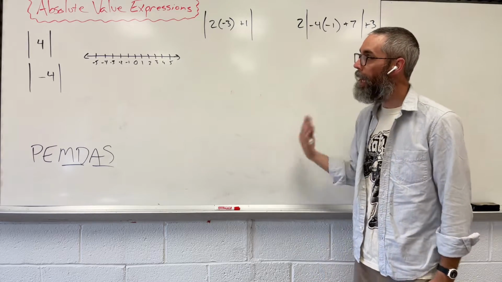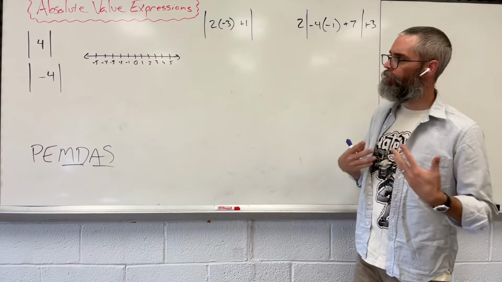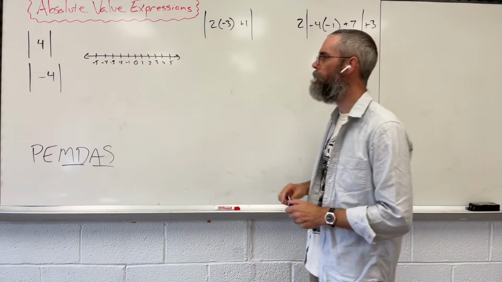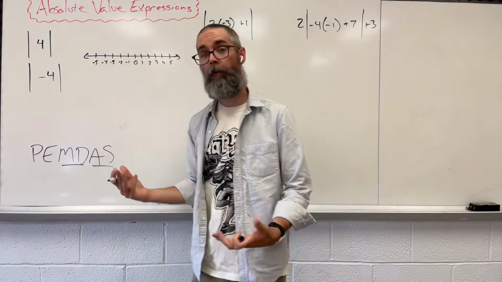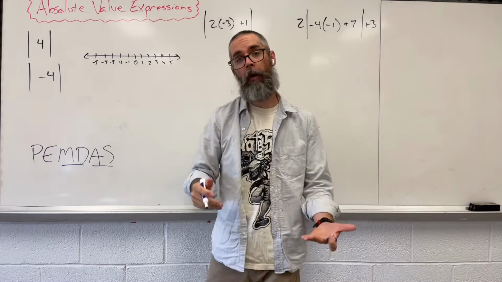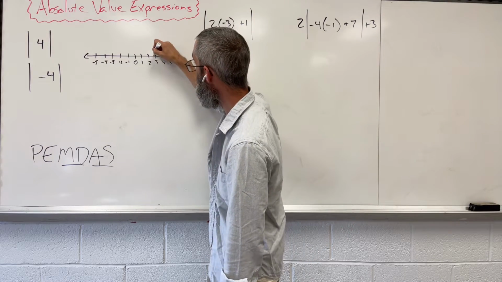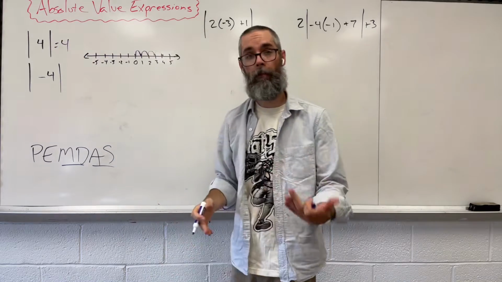Hi, today we're going to look at absolute value expressions. So absolute value, in simplest terms, is how far away from zero something is. So if I'm talking about distance and I have the absolute value of 4, if I'm standing at 4, I want to know how far away from zero are we? 1, 2, 3, 4. We have a distance of 4 units.